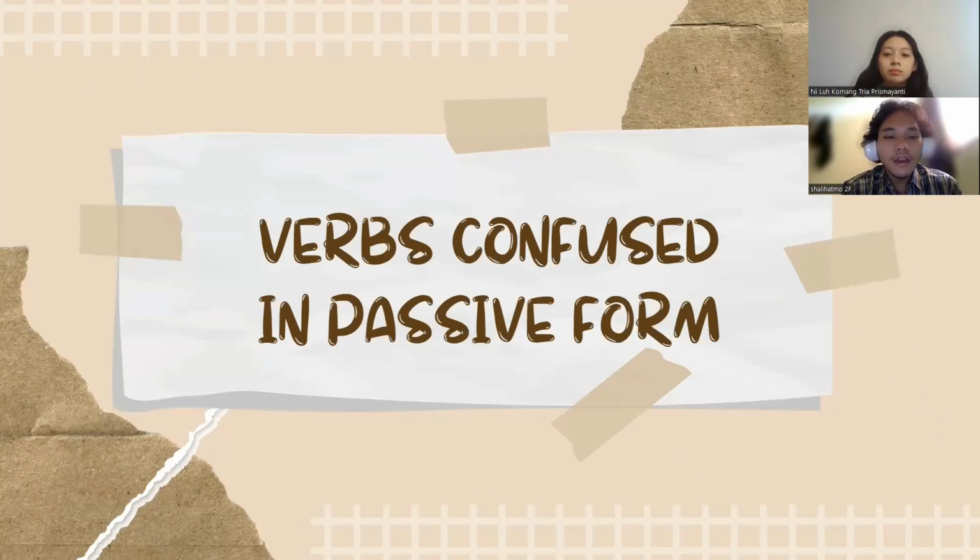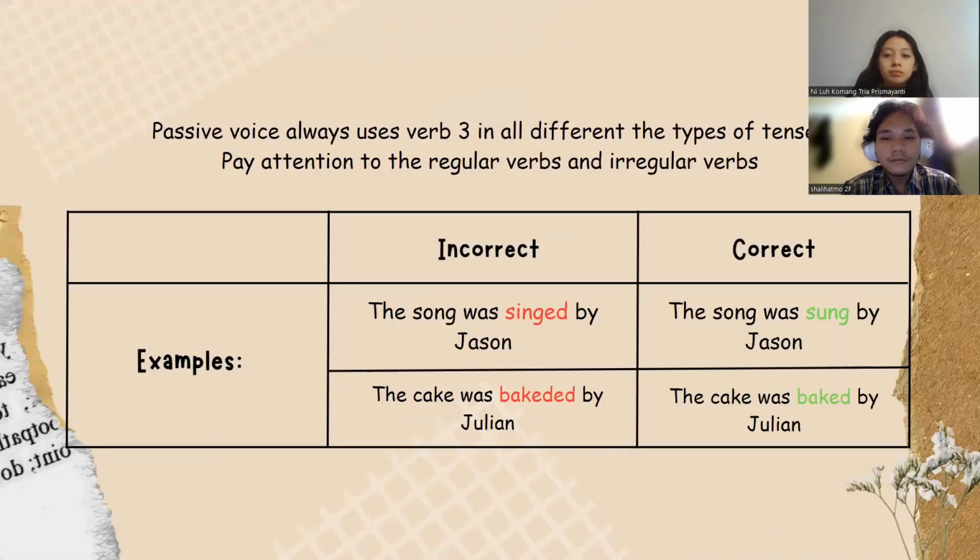Verbs confused in passive form. Passive voice always uses verb 3 in all the different types of tense. Pay attention to the regular verbs and irregular verbs. Example, the correct one is the song was sung by Jason, and the cake was baked by Julian.